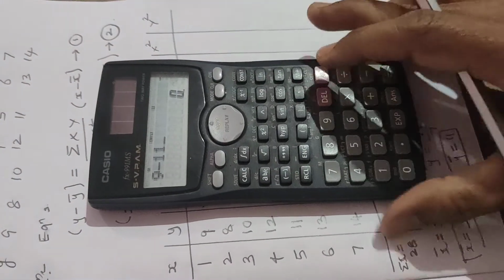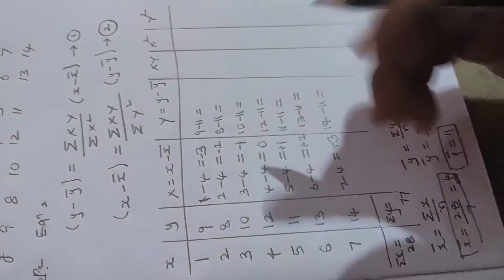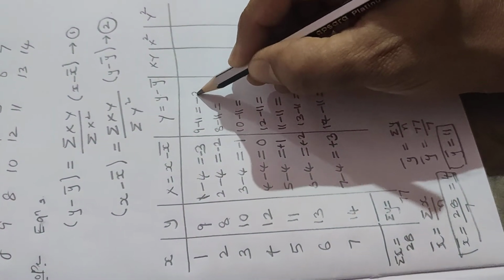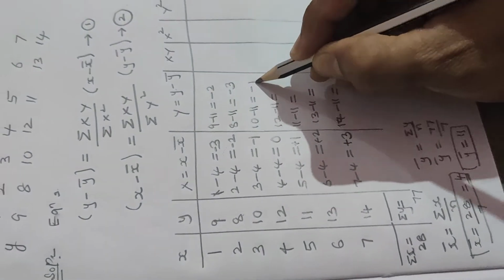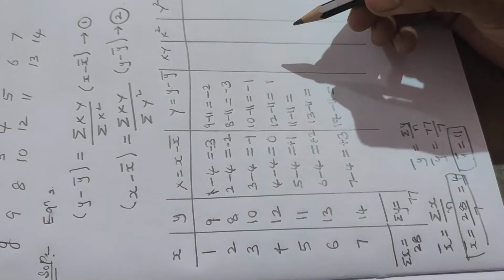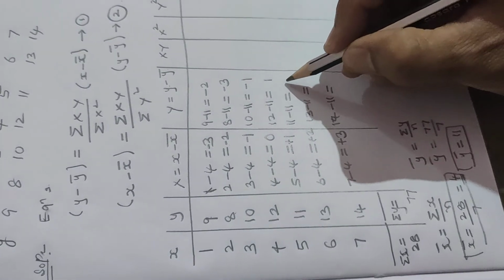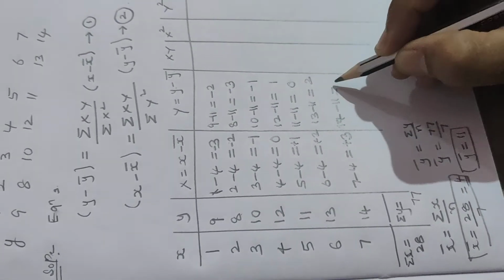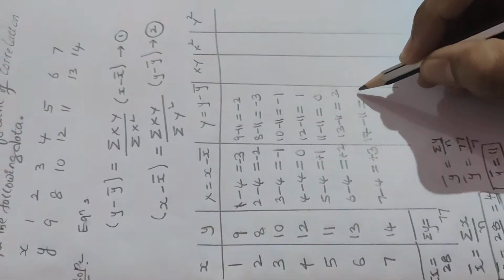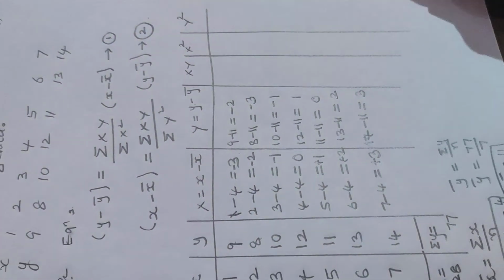9 minus 11, that will give you minus 2. Then 8 minus 11, that will give you minus 3. This is minus 1. 12 minus 11 is 1. 11 minus 11 is 0. 13 minus 11 is 2. 14 minus 11, that is 3.